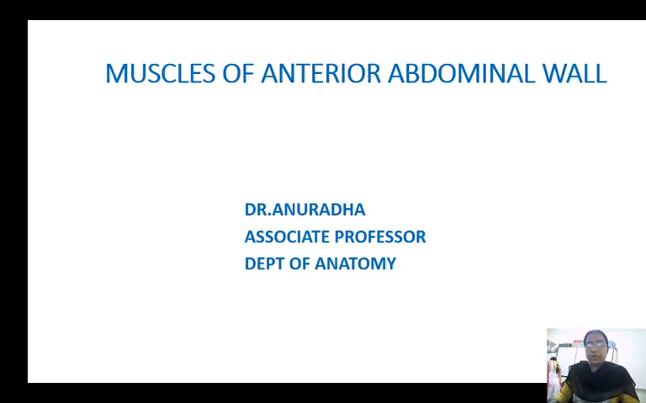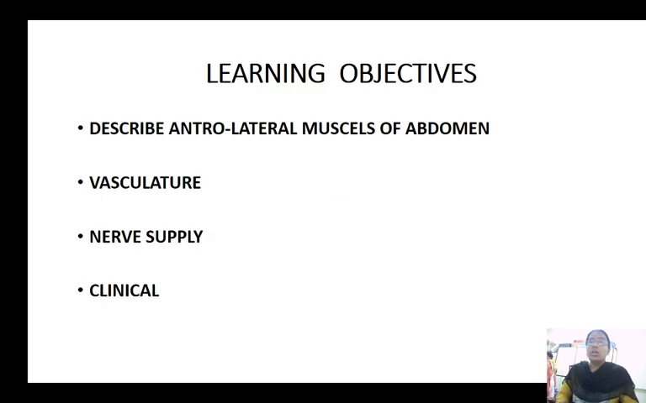Today's class is about the anterior abdominal wall. What are the learning objectives that we will be seeing in today's class? First, we will see the description of the anterolateral muscles of the abdomen, its vasculature, nerve supply, and clinical aspects of those muscles.